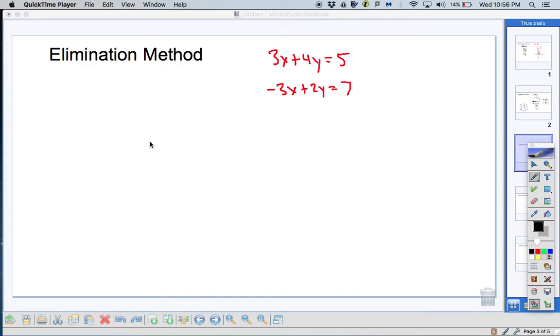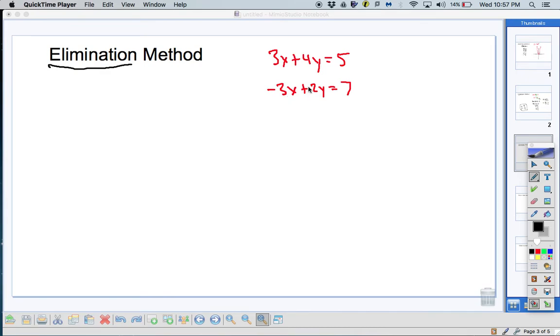Okay, our next method for solving is going to be what's called the elimination method. And the elimination method, just like the name suggests, is we're going to be eliminating something or having something cancel out. In this case, we're looking for numbers that cancel, and if I add 3x and negative 3x, I get 0, and that's going to be our elimination.